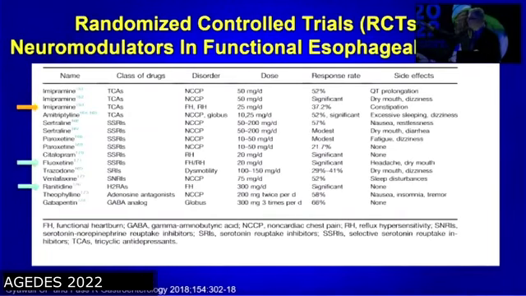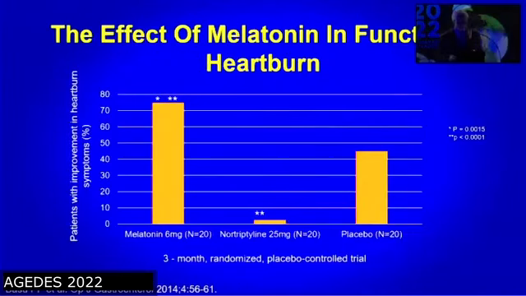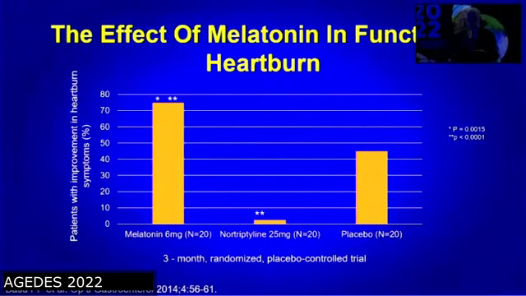You can see here the 3 randomized controlled trials that were done in functional heartburn using imipramine, fluoxetine, and ranitidine, an H2 blocker. And all of them were positive, except one, the imipramine. And this is a study showing that melatonin works well in patients with functional heartburn. In fact, it worked better than nortriptyline.